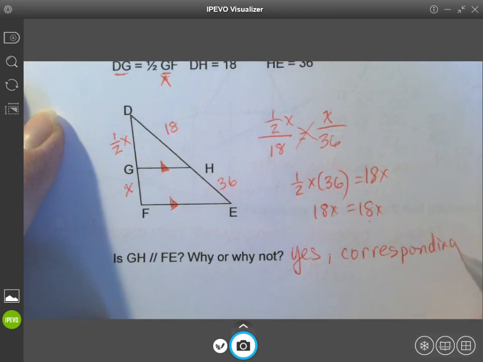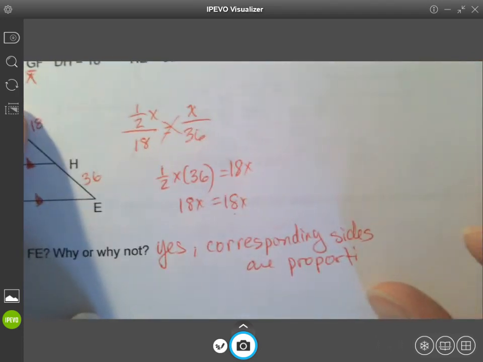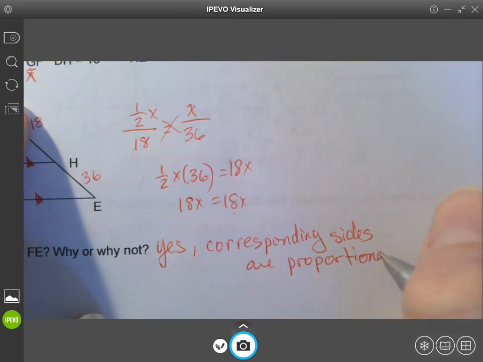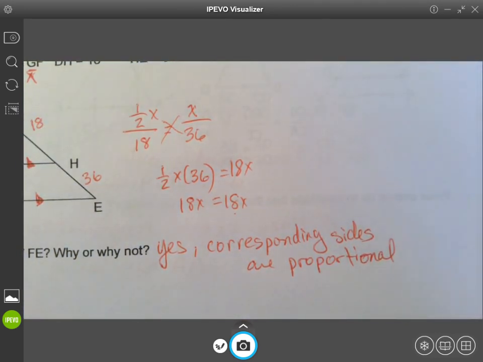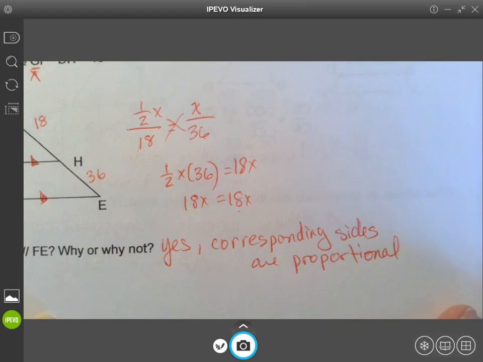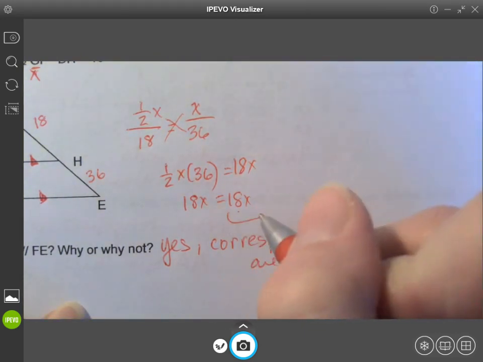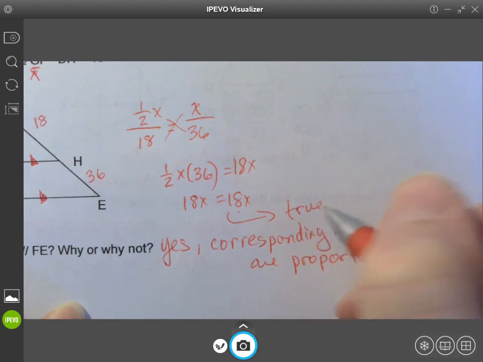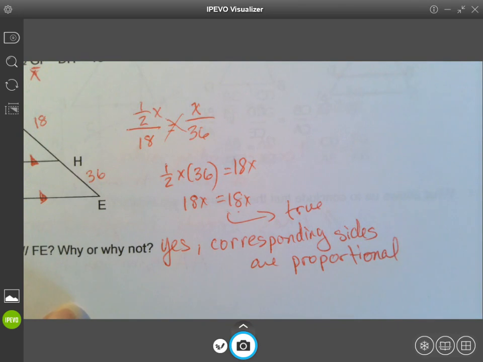Corresponding sides are proportional. And we're talking about the length of the sides. You guys need to start yelling at me when I'm off the screen. So, yep, they are parallel. Corresponding sides are proportional. So we had to prove it. And it's proportional because we get a true proportion. All right, so we move on.